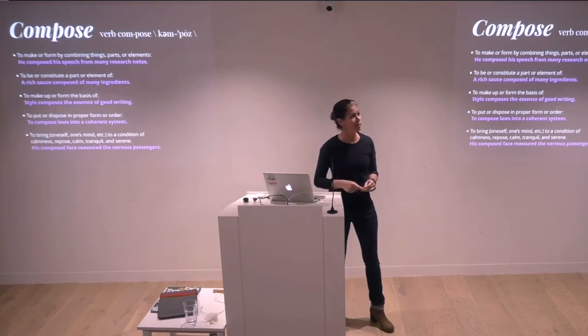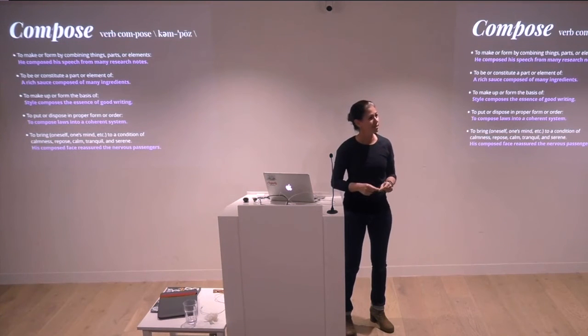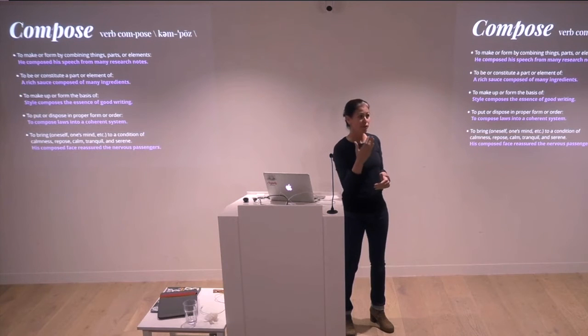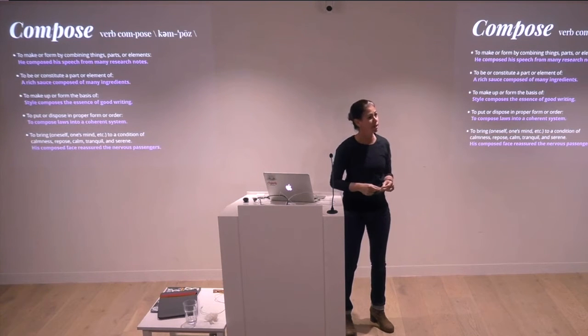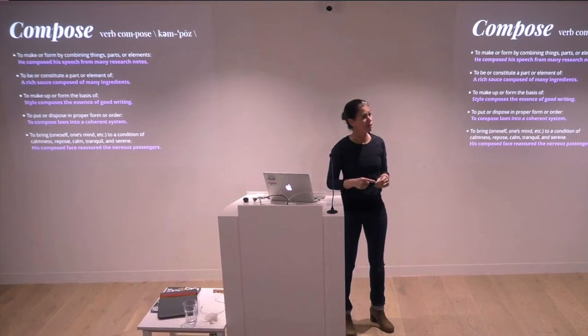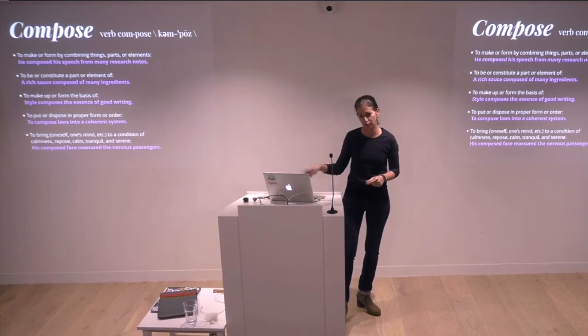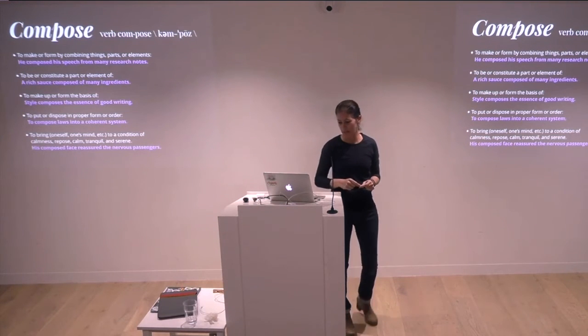When I was preparing this talk, I looked at the definition of compose or composed in a dictionary, and there were quite a few more definitions than that, but those are the ones that I liked. For example, to make or form by combining things, parts, or elements. To constitute, to be or constitute a part of an element, to make up the form the basis of, to put or dispose in a proper form or order, and to bring oneself to a condition of calmness, repose, calm, tranquil, and serene, which is usually what you will get if you use composition more than inheritance in many cases in your app.